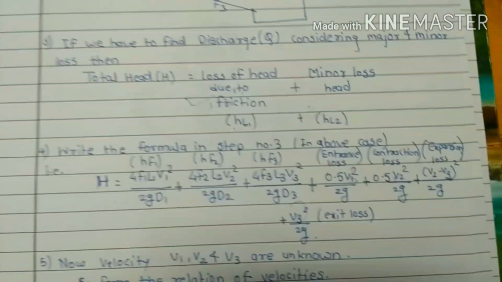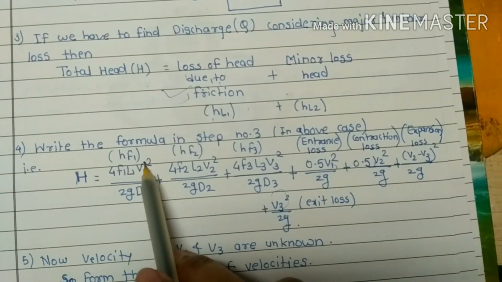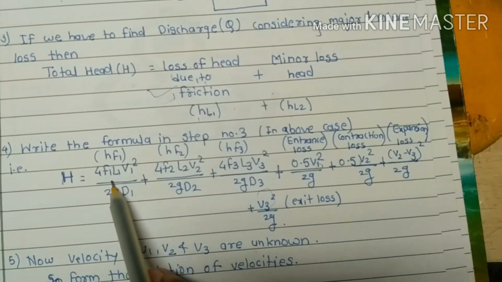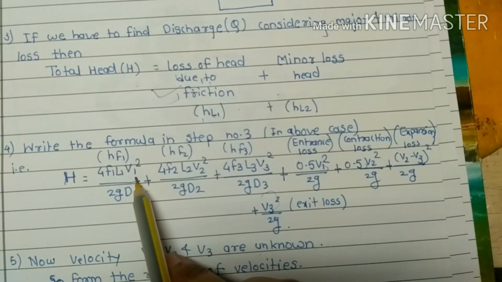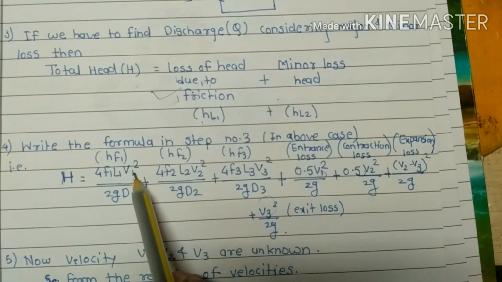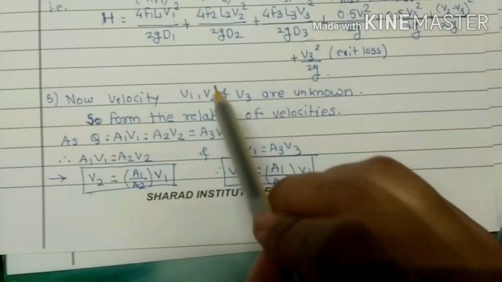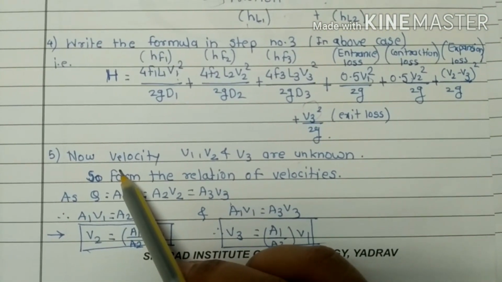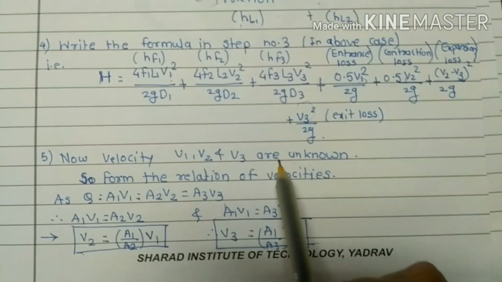Now just look at the given data. Normally the length, diameter and friction factors are given in the numerical. Velocity is unknown. All other things are constant. So how can we find the velocity? This is the next step. Step number 5: velocities V1, V2, V3 are unknown.